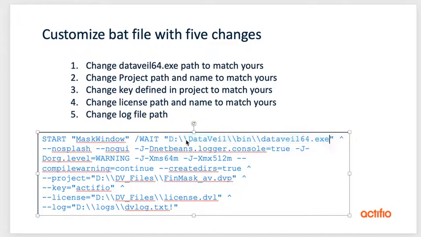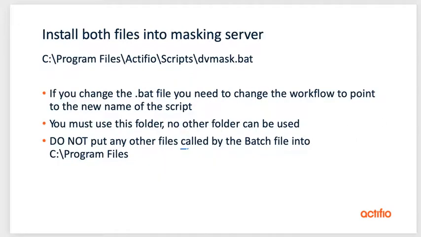So we customize our BAT file. And then finally, we copy the BAT file into place. It needs to be in Program Files, Actifio, scripts, and then you can call it anything you like, but it has to be .bat. In my example, it's dvmask.bat. That's what it's called on GitHub. If you change the name, when we create the workflow later, you'll need to know what that name is. You must put it in this folder. It cannot be in any other folder.